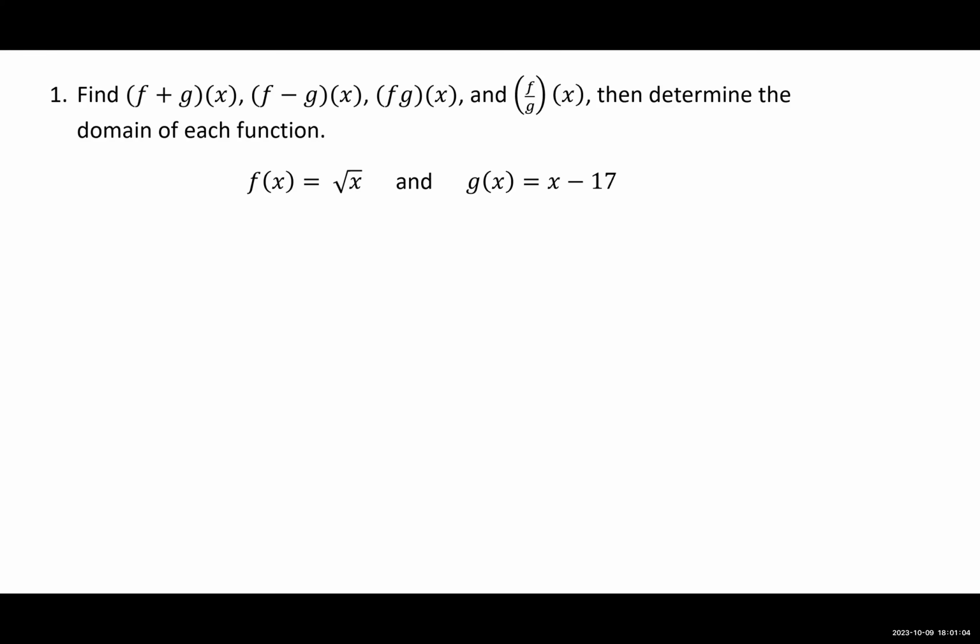Hello all, and welcome to the next installment in this algebra pre-calculus series. In this video, I want to talk about two things. We're going to talk about combining and composing functions.